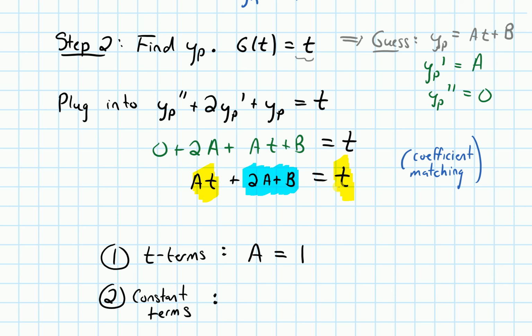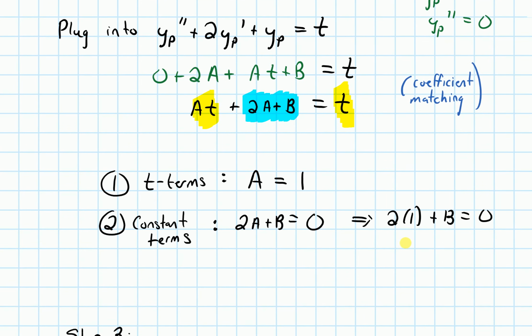And for two polynomials like this to be equal for all values of t, their coefficients are going to need to be equal. Okay, so the constant term on the left is 2a plus b. And on the right, there's no constant term, so that would be 0. If we plug in what a is, we know that a is 1, we get 2 times 1 plus b equals 0. And solving for b, we get that b equals -2. All right. So now we know what a is and we know what b is, so we are ready to write down the particular solution that we got.